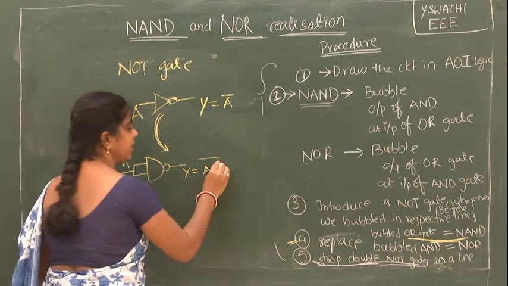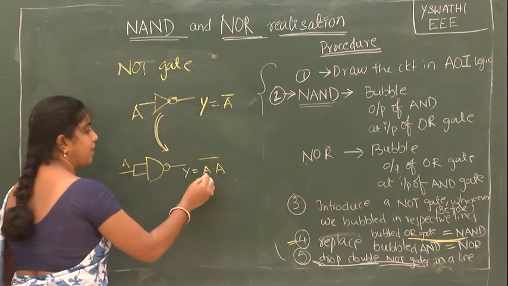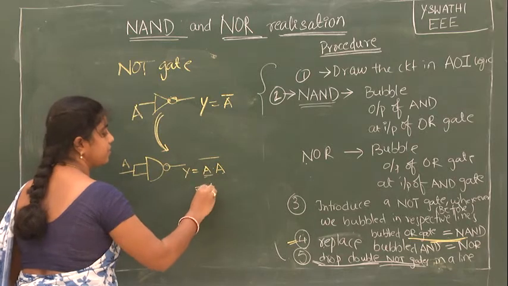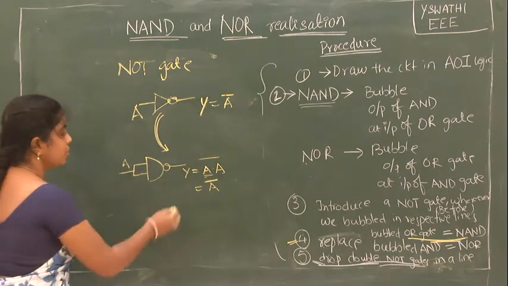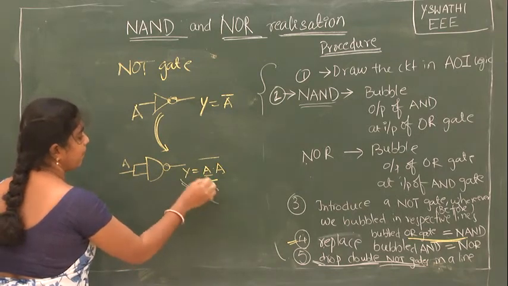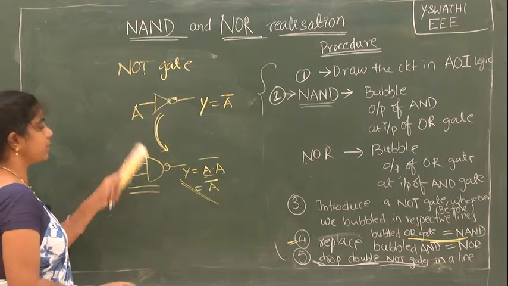What happens? Here, (A dot A) whole bar. From the AND law, we know that A dot A is nothing but A, and the bar remains. So at the input we get A bar, Y is equal to A bar. So this is nothing but the NAND equivalent of an inverter.